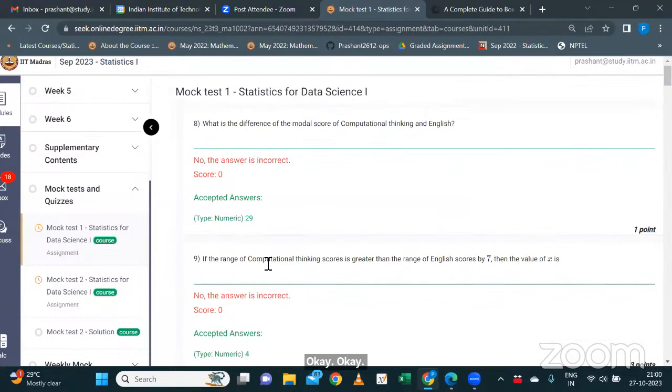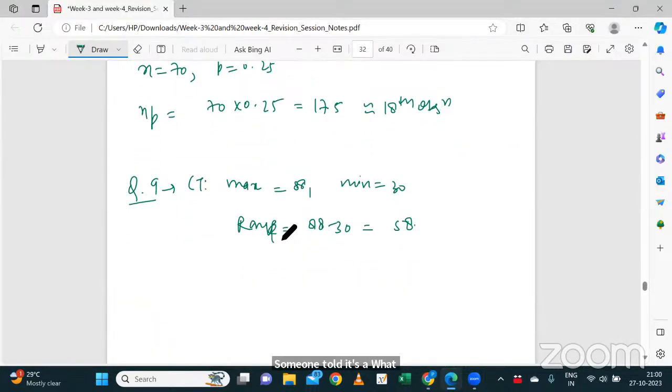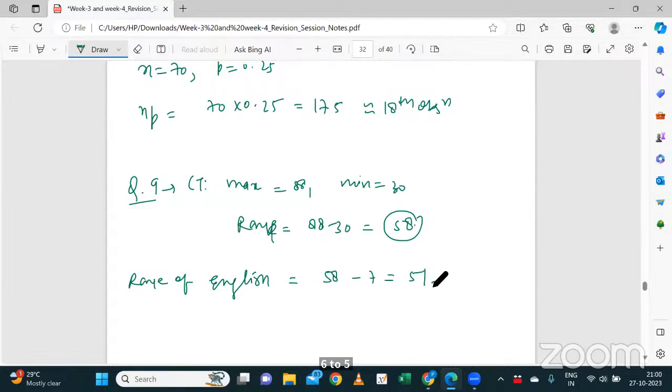If you see, the range of computational thinking scores is greater than the range of English scores by 7. So that means we can use this information. It's 51, right? Someone told it's correct. The range of CT is more than the range of English by 7, right? So if it's 58, then the range of English will be what? 58 minus 7, that means 51, right? That statement is correct.